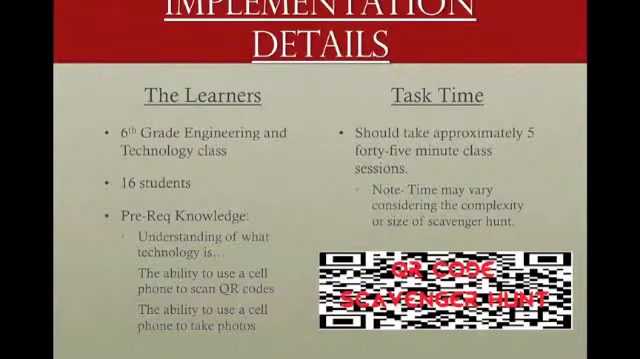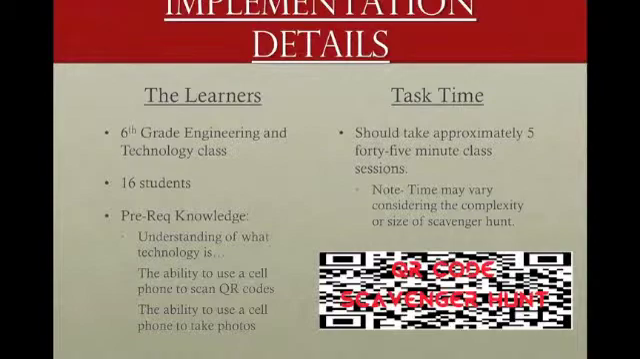Here are our implementation details. The learners, Ms. Elo's 6th grade engineering and technology class, consists of 16 students. These students need to be equipped with the basic prerequisite knowledge of understanding what QR codes are and being able to scan them, as well as having the mobile devices to participate in the task. The time for the implementation is approximately 5 45-minute class sessions.